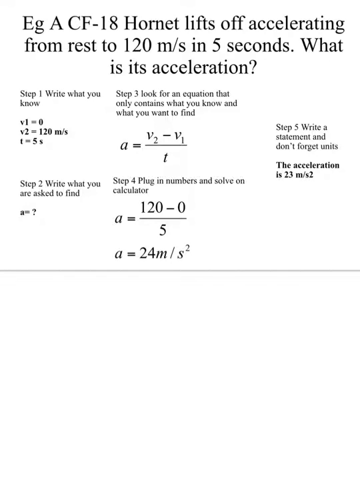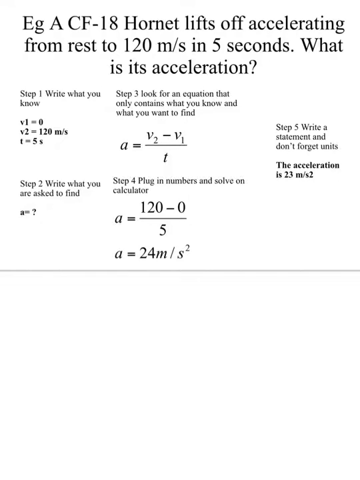So here's an example. So step 1, write what you know. So if you'll notice, I read through the question, a CF-18, blah, blah, blah, from rest to 120. So V1, my initial velocity is 0. My final velocity is 120. The time is 5 seconds. I'm being asked to find the acceleration. So for step 2, I write A equals question mark. So you define what you know. By the way, on a test, I'm going to give you 1 mark for that.